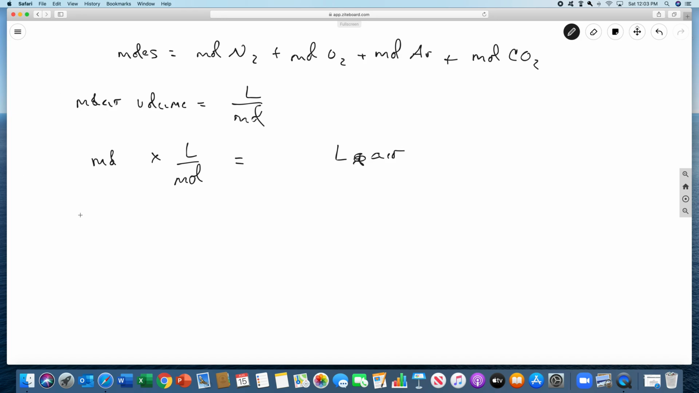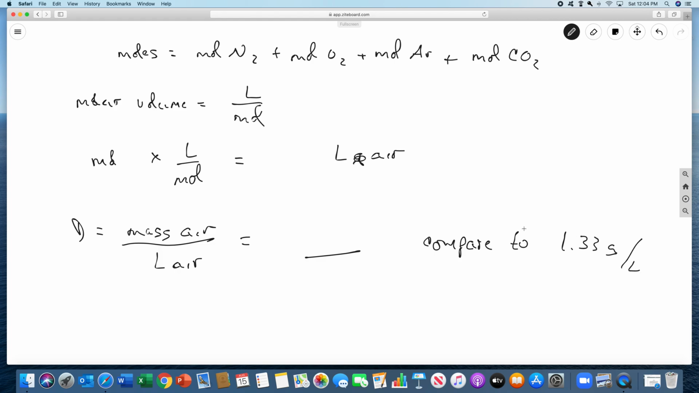And from the balloon, you'll have the mass of the air. So the density is going to be the mass of air that you got from the balloon over the liters of air. And you calculate that, and then you compare to the accepted value, 1.33 grams per liter. Okay, and again, the molar volume you get from the table, you're going to have to look at the temperature. So for example, if the temperature is 20 degrees, it's going to be 24.068. There's a table that has that.